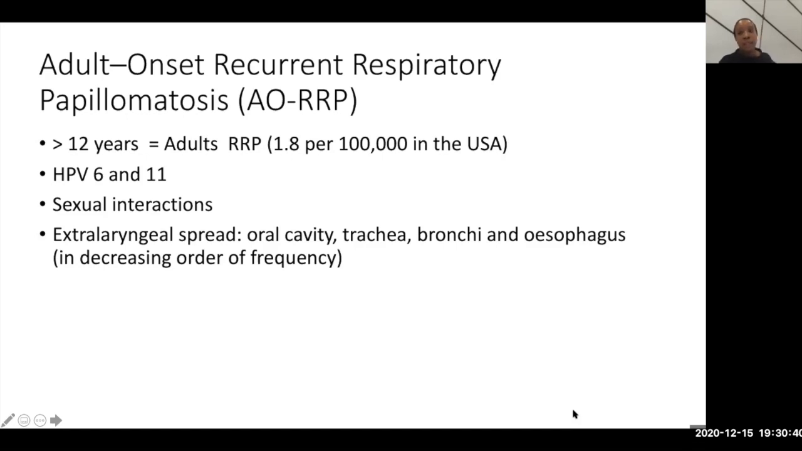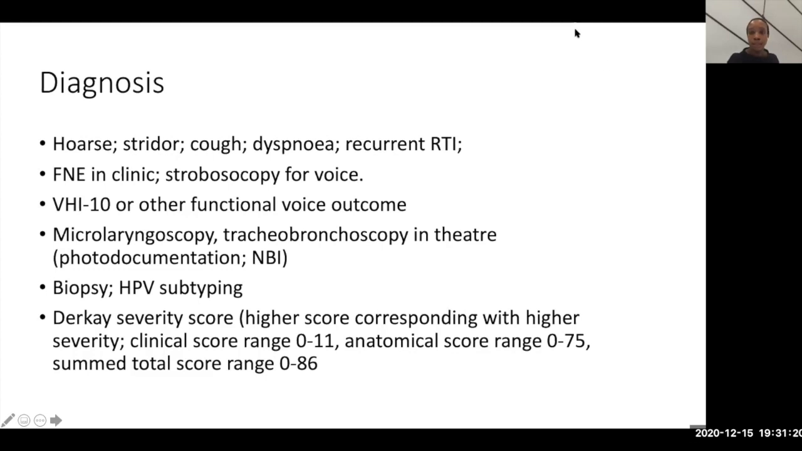So you can imagine that it's quite difficult when you are telling someone you've got problems with your airway because of sexual interactions, and so it's very important to be tactful in how you deliver that information. Of course, there is the group of pediatric patients who obtained the disease through vertical transmission and then grow up into adulthood, but this is separate from those who develop the disease de novo in adulthood. Typically you do get extralaryngeal spread in the oral cavity, the trachea, the bronchi, and least of all, the esophagus.